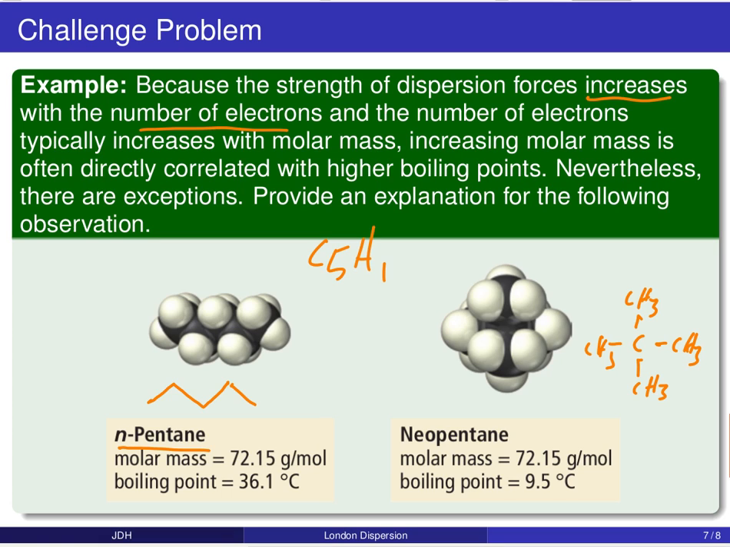So we have C5H12 for both, which means the molar mass is exactly the same for both neopentane and n-pentane. And if we go only off of the dominant intermolecular forces and molar mass, we would predict n-pentane and neopentane to have very similar boiling points and melting points. However, that's not the case. As you can see down here, the boiling point for n-pentane, a little higher than 36 degrees Celsius, is significantly higher than the less than 10 degrees Celsius boiling point for neopentane. And the reason for this comes down to the shape of the molecule.